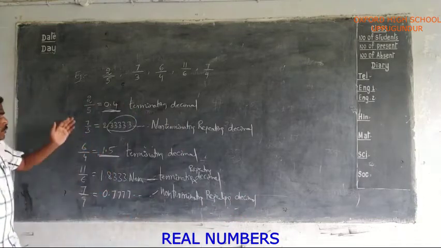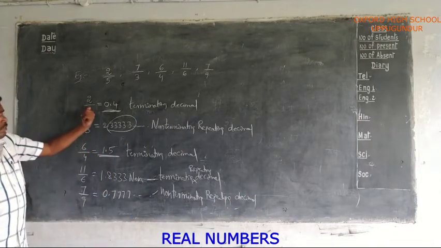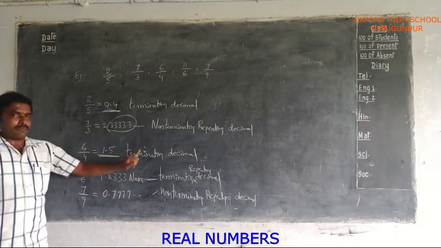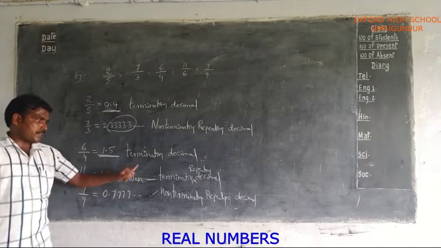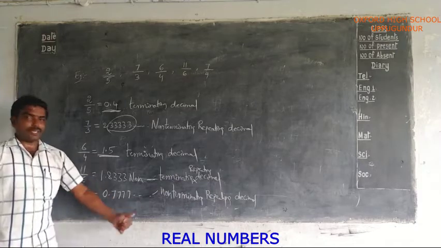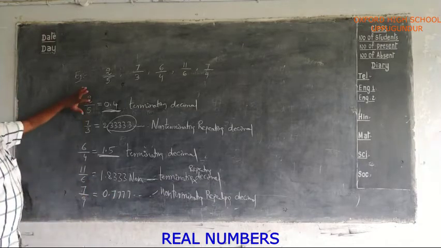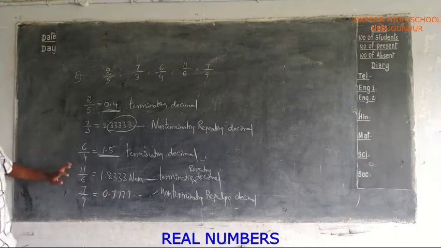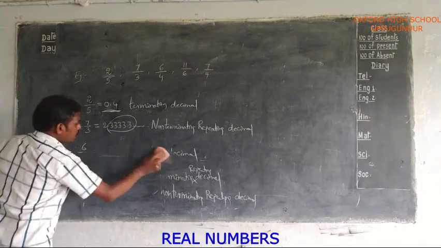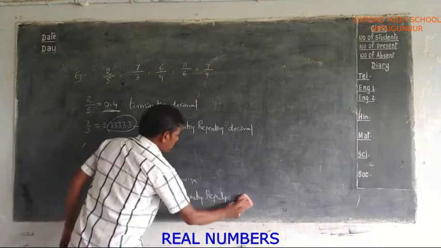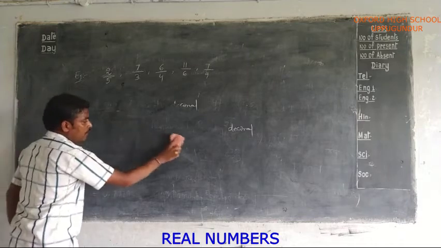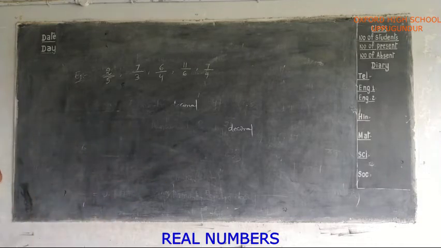So when you observe all these 5 examples, 2 by 5 is a terminating decimal, 7 by 3 is a non-terminating decimal, 6 by 4 is a terminating decimal, 11 by 6 is a non-terminating repeating decimal, 7 by 9 is a non-terminating repeating decimal. What can you conclude by observing all these? Any rational number, when expressed in decimal form, will be either a terminating decimal or a non-terminating repeating decimal.